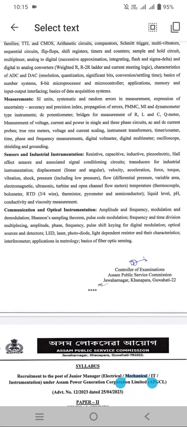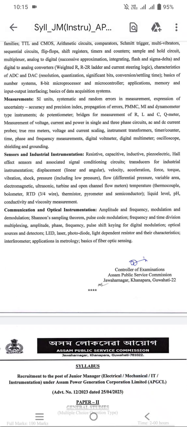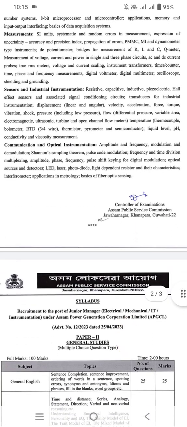Under communication and optical instrumentation: amplitude and frequency modulation and demodulation, Shannon sampling theorem, pulse shift keying for digital modulation, optical sources and detectors, LED, laser, photodiode, light dependent resistor, and their characteristics, interferometer applications in metrology, basics of fiber optic sensing.